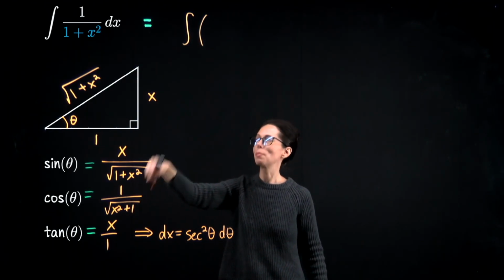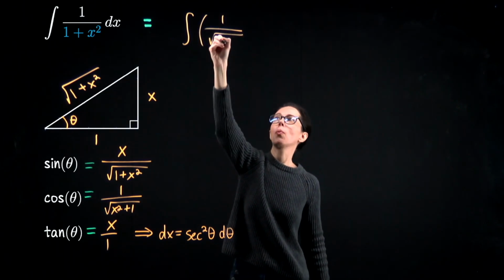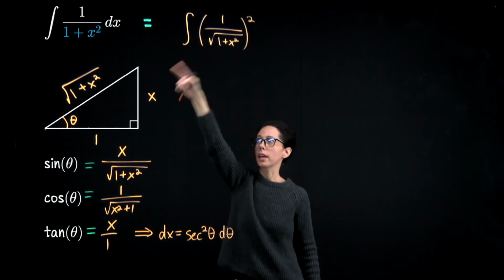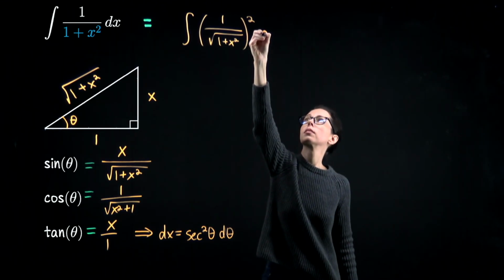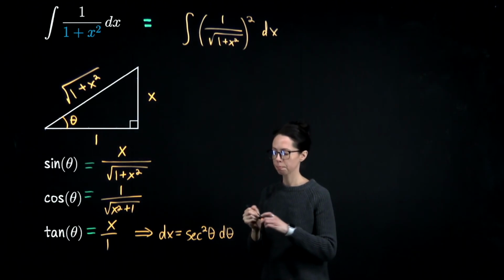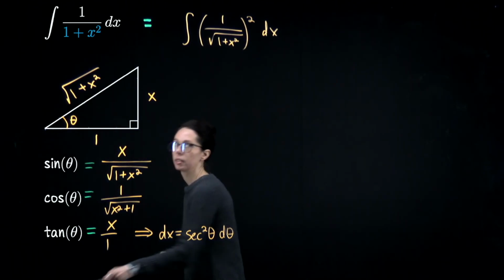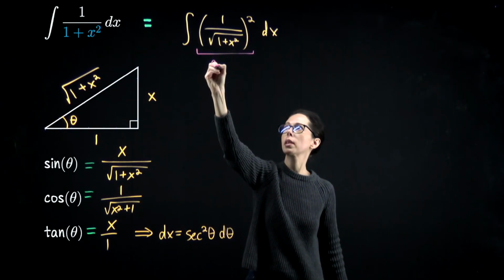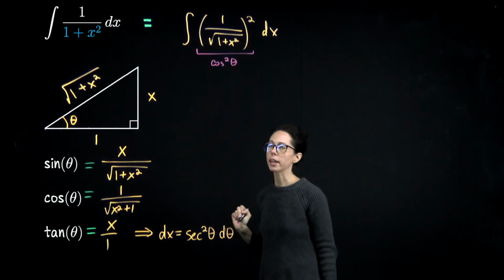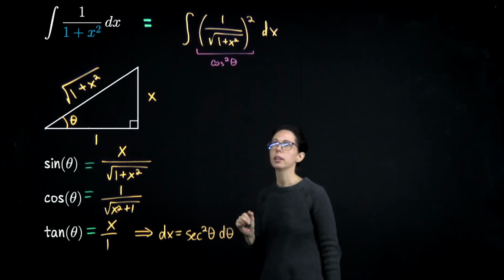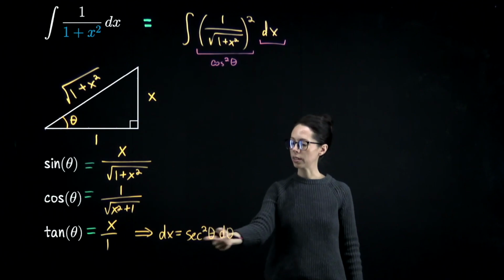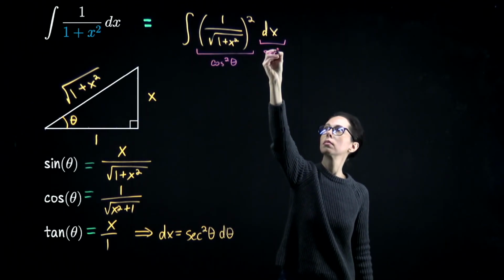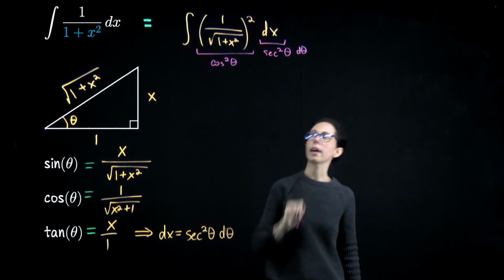Let me write it correctly this time. So how about 1 over the square root of 1 plus x squared, just so it doesn't look like a weird choice I made. That squared returns me back my original integrand. After doing that, this looks like cosine squared, and then dx, I've already solved for down here. This is going to turn into secant squared theta d theta.